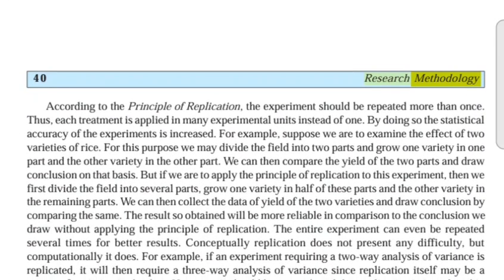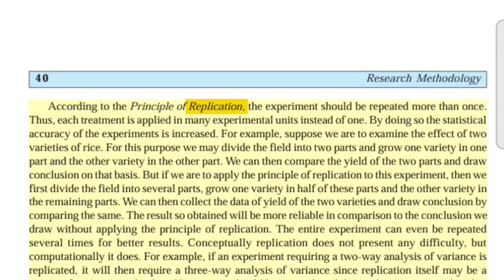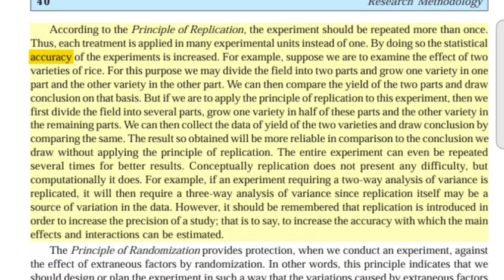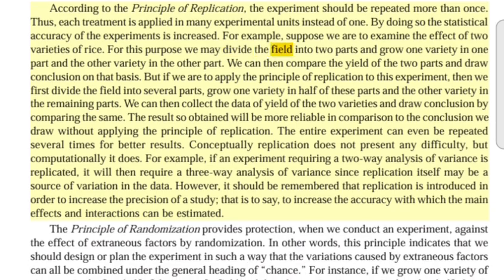Research methodology. According to the principle of replication, the experiment should be repeated more than once. Thus, each treatment is applied in many experimental units instead of one. By doing so, the statistical accuracy of the experiments is increased. For example, suppose we are to examine the effect of 2 varieties of rice. For this purpose we may divide the field into 2 parts and grow one variety in one part and the other variety in the other part. We can then compare the yield of the 2 parts and draw conclusion on that basis.